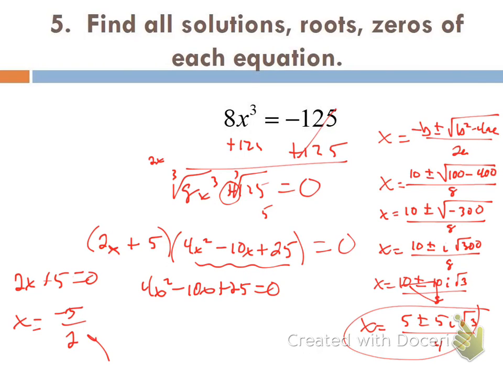There's one right here, negative 5/2. And remember that there's 2 wrapped up in the quadratic formula. You go upstairs and downstairs for your 2 different solutions. So 5 plus 5i, square root of 3 over 4. And then 5 minus 5i, square root of 3 over 4. So there's your 3 solutions, right? It was a degree 3. We were looking for 3 solutions. But, yes, quadratic formula rears its ugly head. Okay?